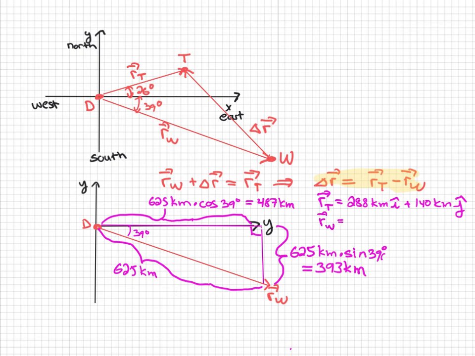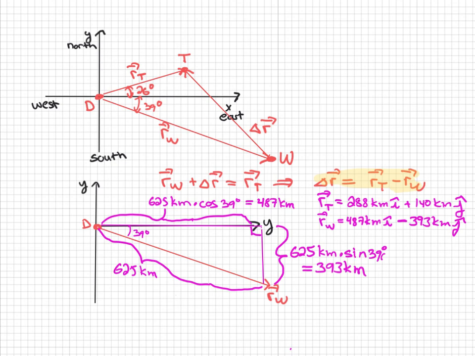And so now when I want to write down my numerical value of the position vector for Washington, it's got an x component, a horizontal component, of 487 kilometers times i hat. And now we've got to be careful in the y direction. The y component is negative. That is, r_W points in the lower quadrant here, so it's going to have a negative y component. So I'm going to write this as minus 393 kilometers times j hat.